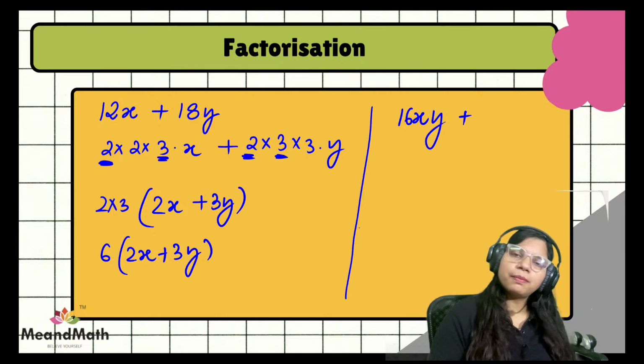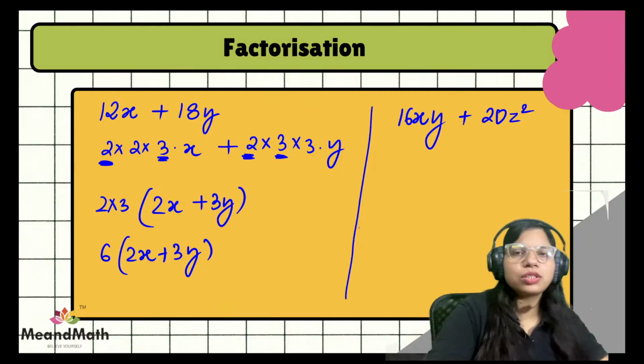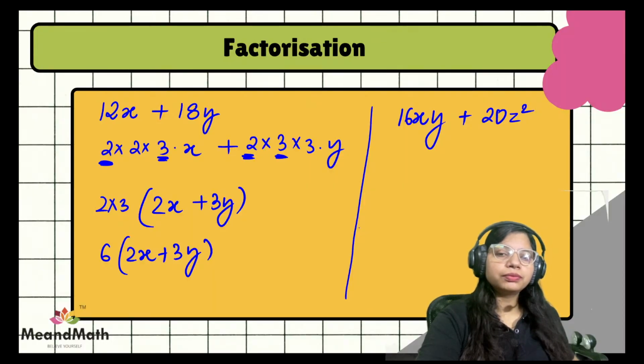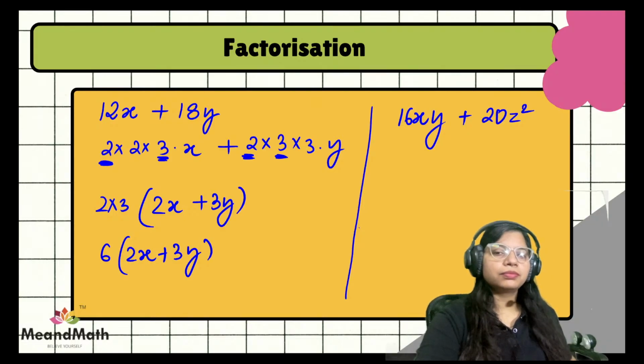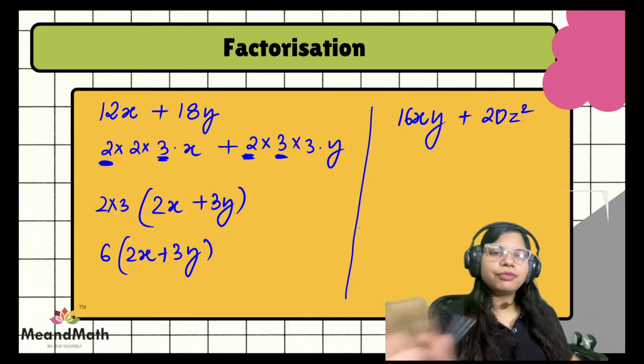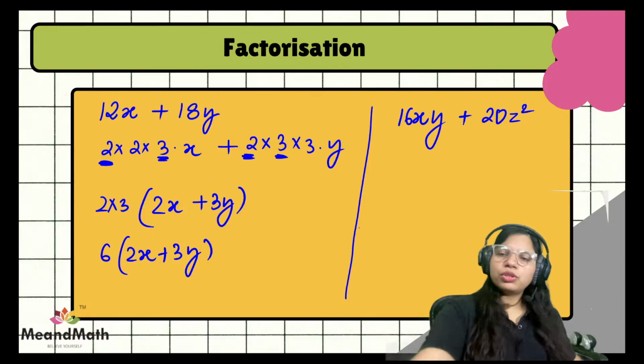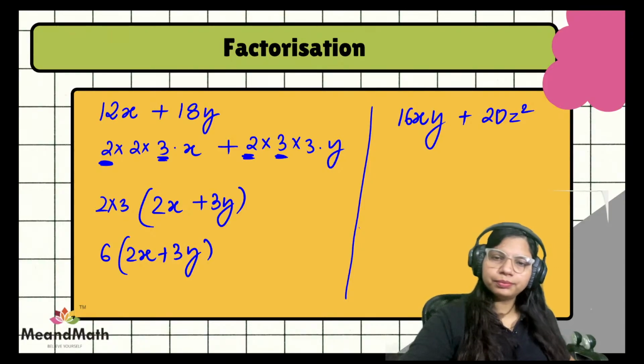16xy plus 20z squared. Okay, try this question. 16xy plus 20z squared. How will you do this question? Just think. When we have no variables common, you have to focus on numbers. Factorize it and just type in the answer here.